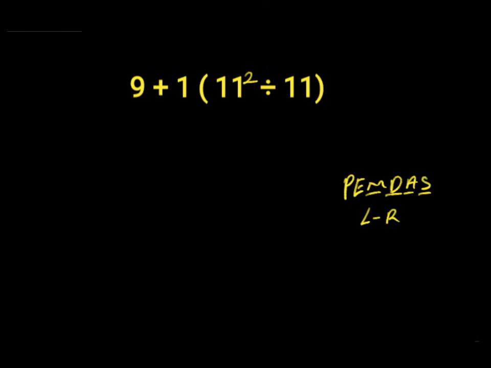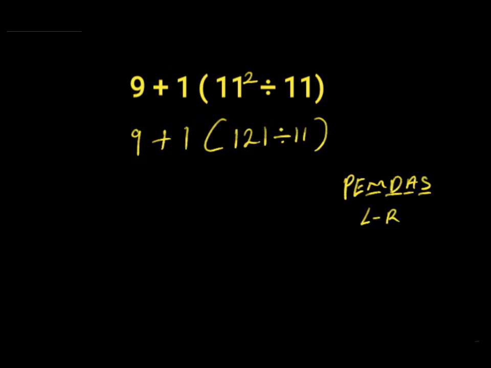First of all, we solve our parentheses. In our parentheses, we have an exponent, which is 11 to the power of 2. 11 to the power of 2 is 11 times 11. 11 times 11 will give us 121. 121 divided by 11. Then we put down our 9 plus 1.